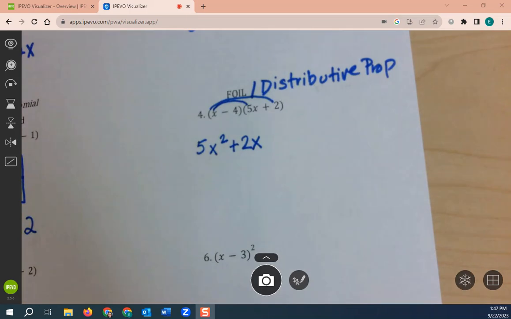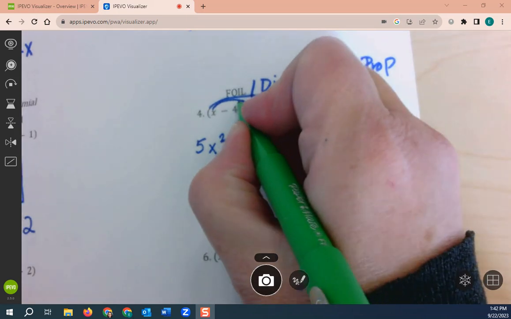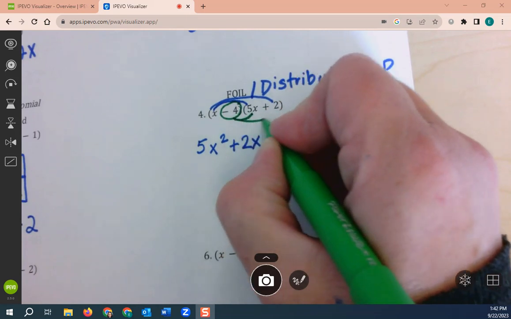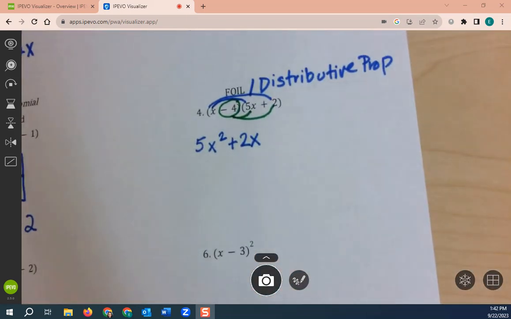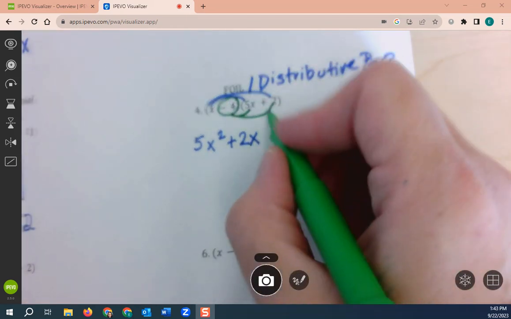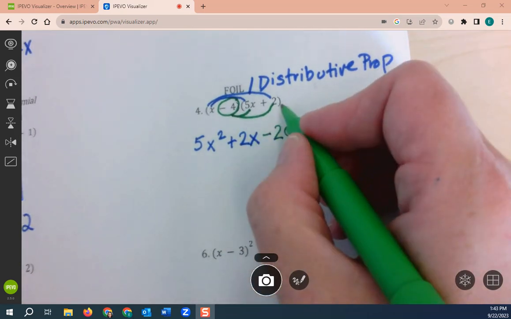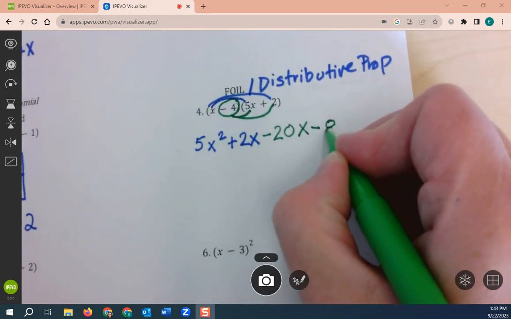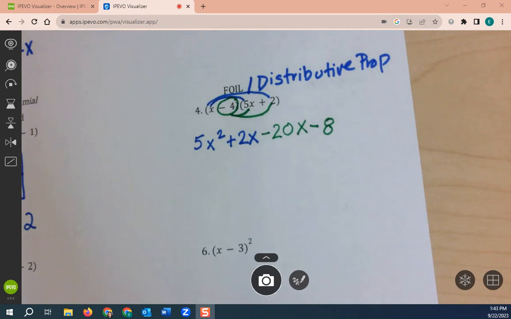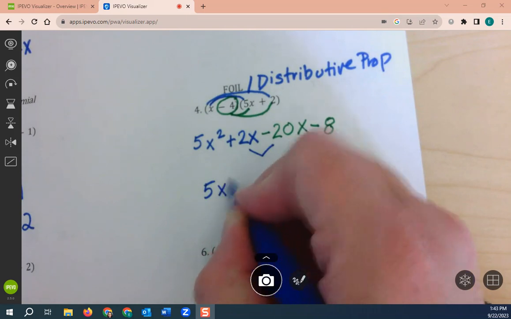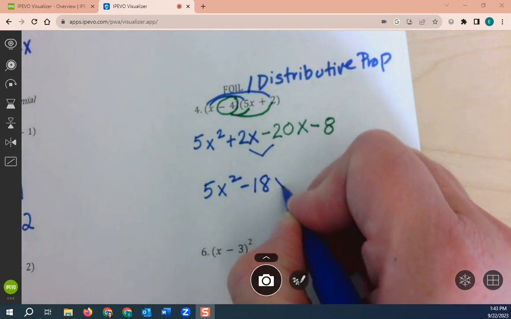We're not done though. Yeah, the negative 4. We have to distribute the negative 4. And so I'm just going to circle it so I don't lose track of the negative. And I'm going to multiply the negative 4 times the 5x and times the 2 also. So negative 4 times 5x is negative 20x. And negative 4 times 2 is negative 8. All right. I'm going to combine my two like terms here. And I'm going to bring down 5x squared minus 18x and minus 8.